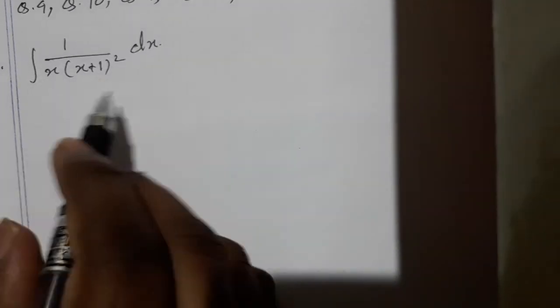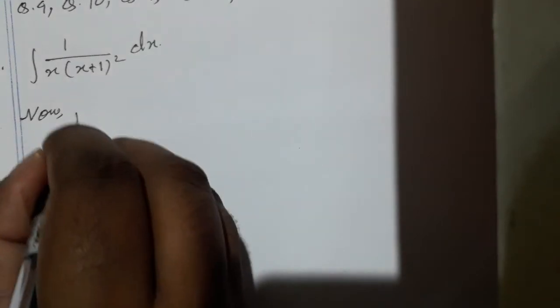In this video, we are going to use partial fractions. So we'll start with using the partial fraction. Here we have x times (x plus 1) whole squared. So we have a square here, so we have to use the partial fraction of the second type.